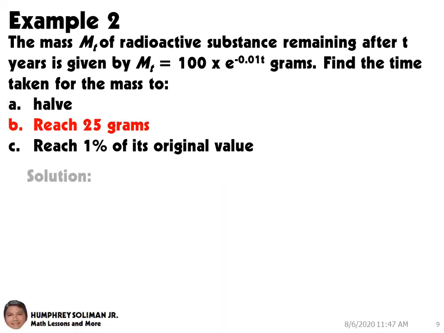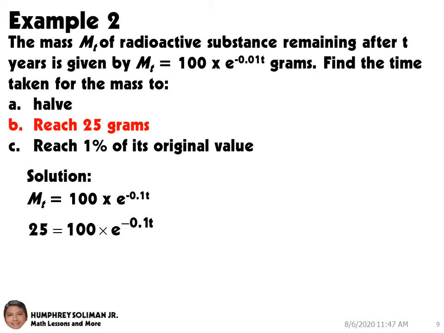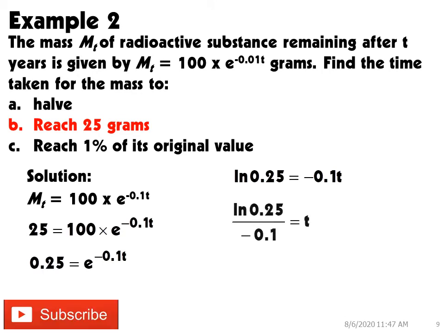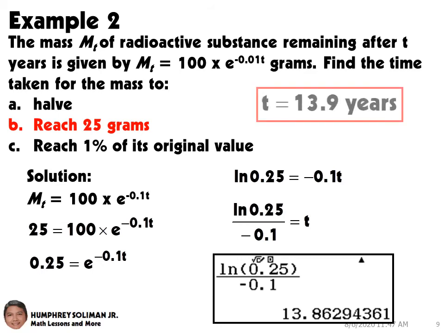Now, the solution for letter B starts with the given equation for the mass. Then, we substitute the 25 grams for Mt. Next, we write the equivalent logarithmic equation using natural logarithms. Next, we solve for the time. Next, we use a calculator to solve for the variable t. Now we have t equals 13.9 years.